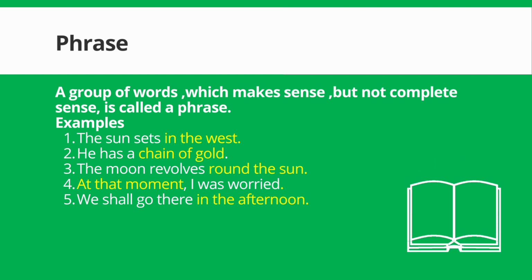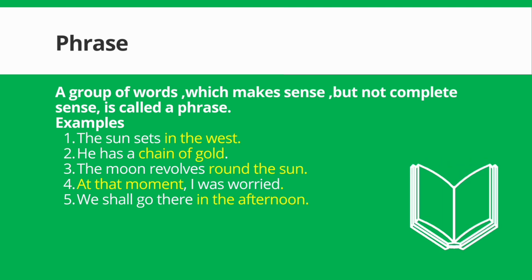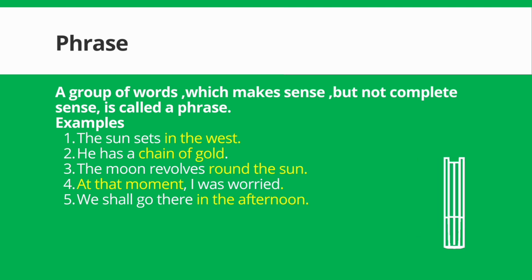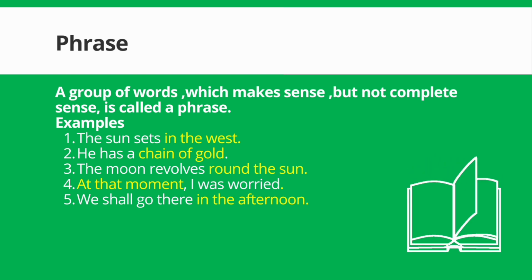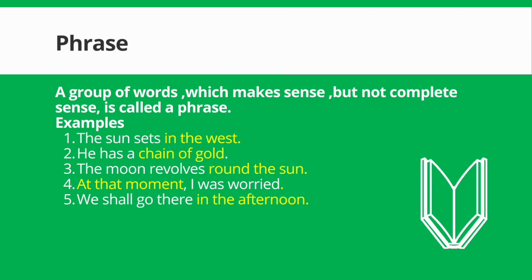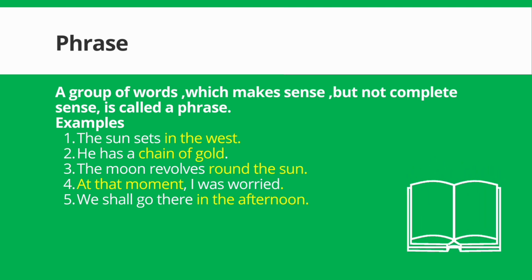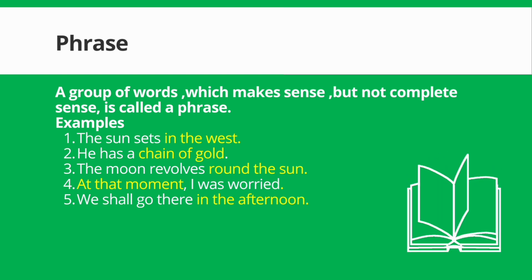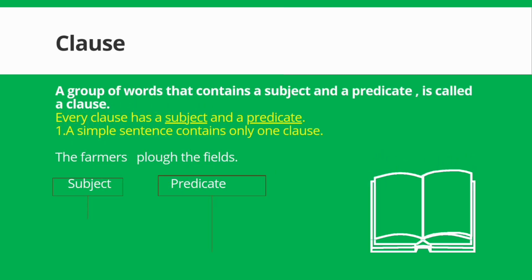So a phrase is a group of words which make sense but not complete sense. It's called a phrase. Examples: the sun sets in the west. He has a chain of gold. The moon revolves round the sun. At that moment, I was worried. We shall go there in the afternoon. Here, the group of words in yellow colors are examples of phrase. They are giving sense but not complete sense.